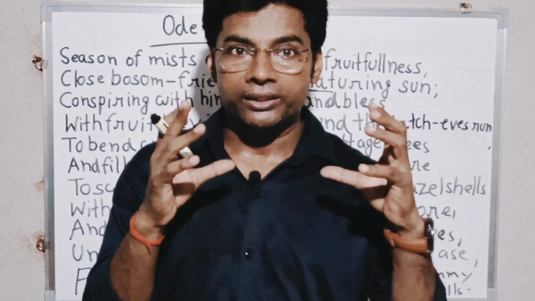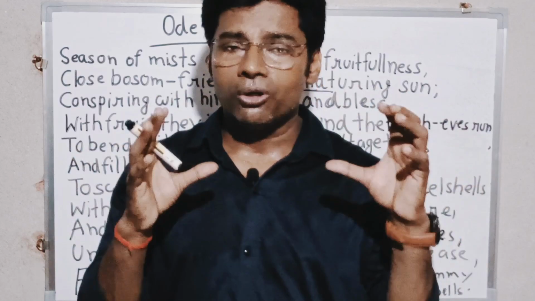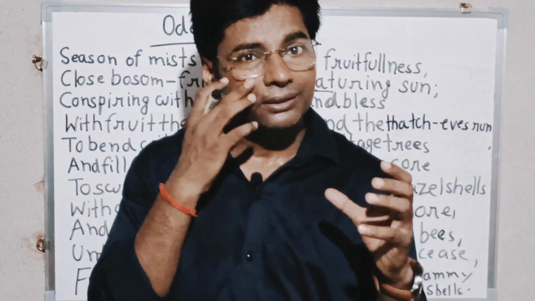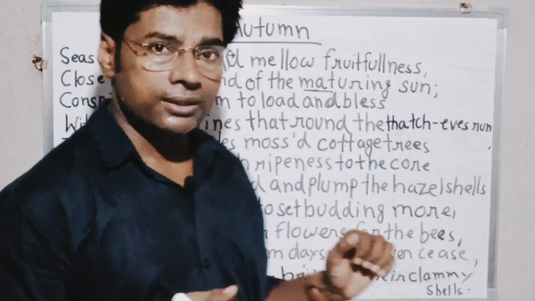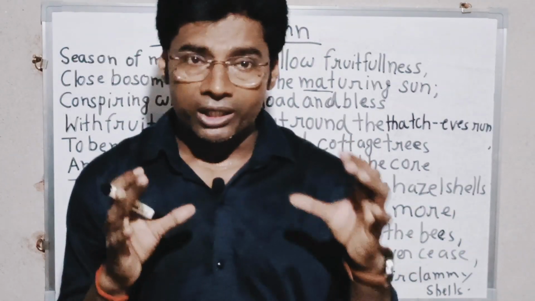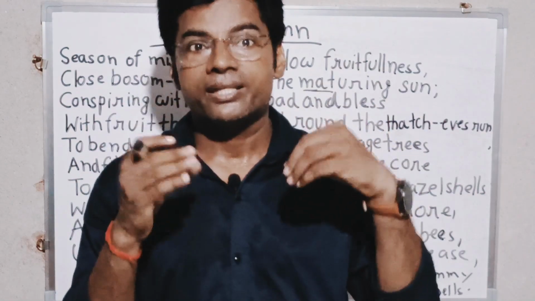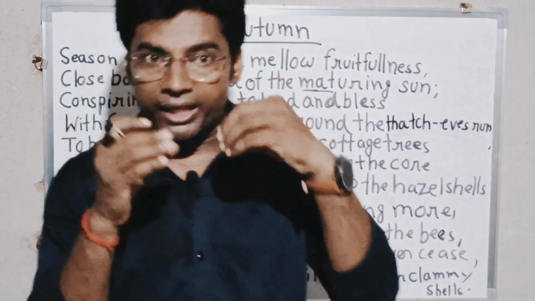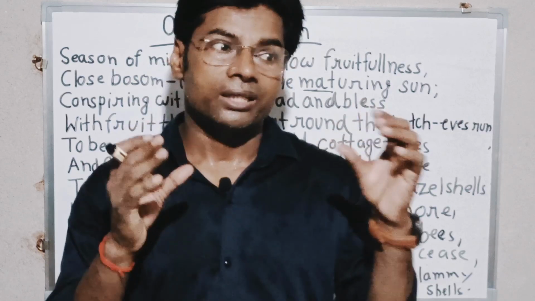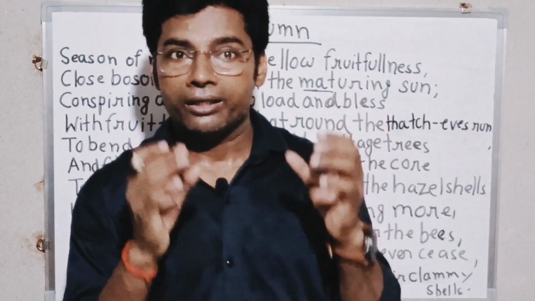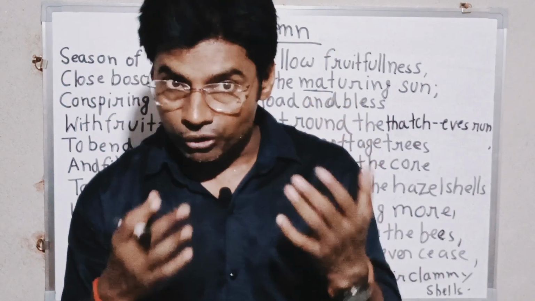Absolutely full with all its vegetables. The hazel shells have now become swollen, all because of the soft kernel inside. Why? Because the soft kernel inside the hazel shell has become swollen, meaning it has gained its full size and shape, and has gained its full maturity.